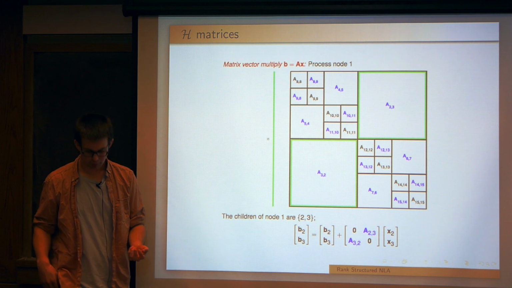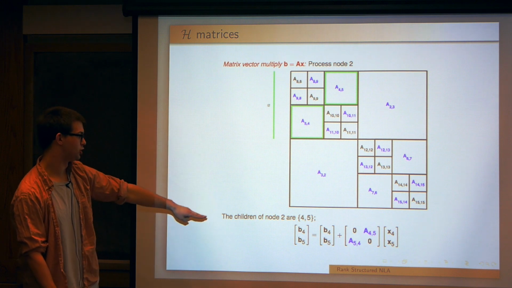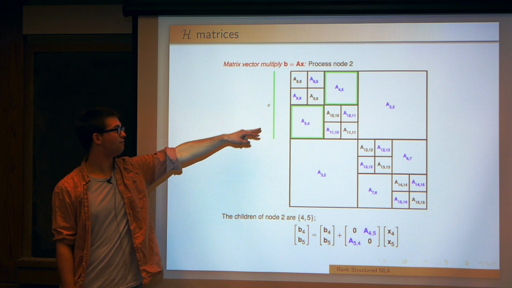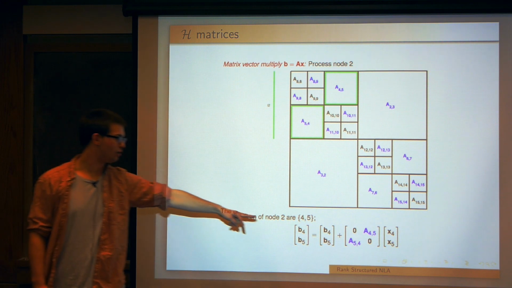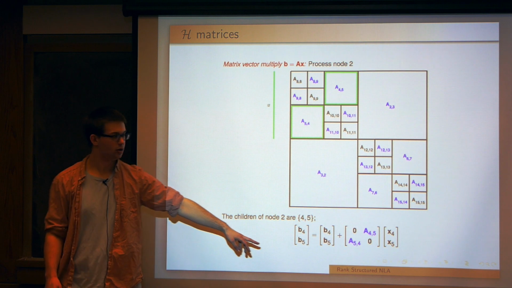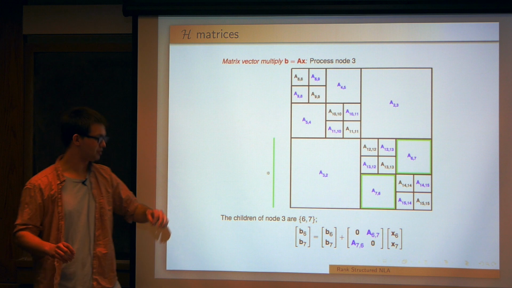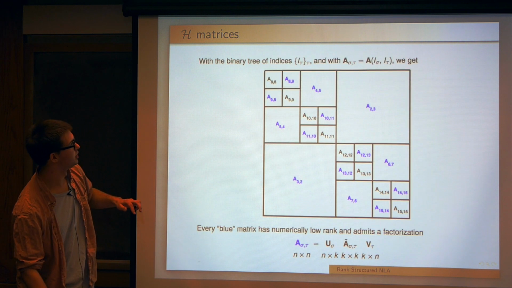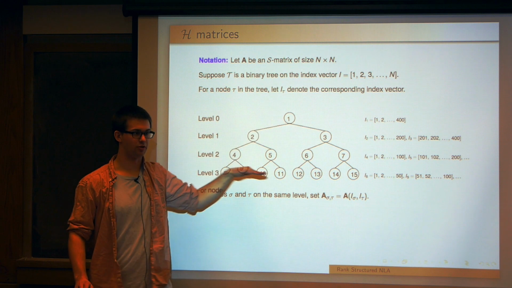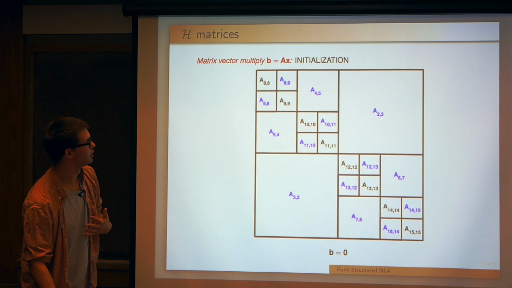Okay, so then we go down a level and do the same thing. The children of node 2 are 4 and 5. So we have A54 and A45, and again we form this part of the product in a very similar way. Staying at the same level of the tree, you hit the level and then you get all the nodes at that level, when you do it naively.